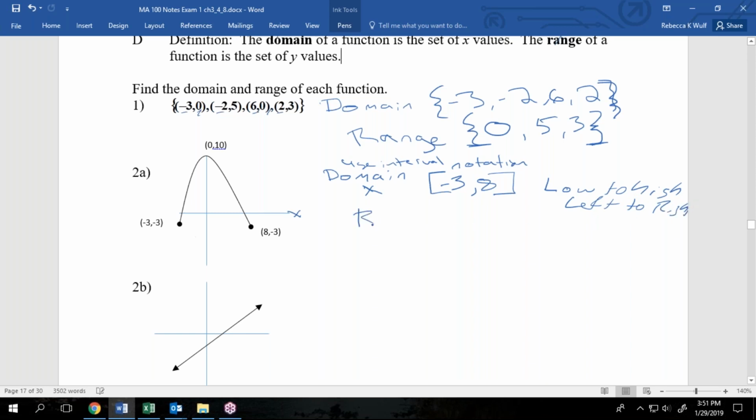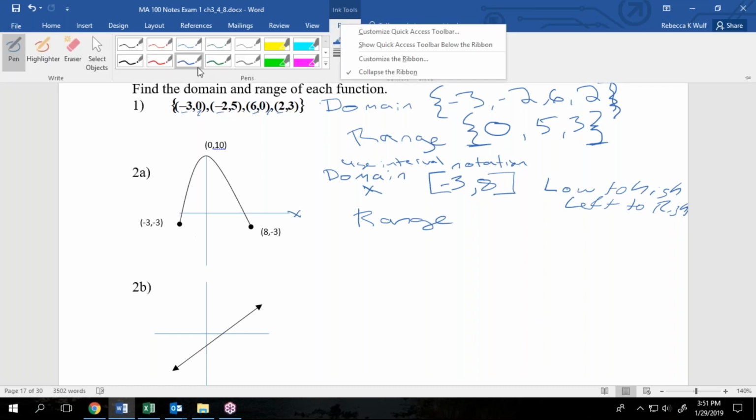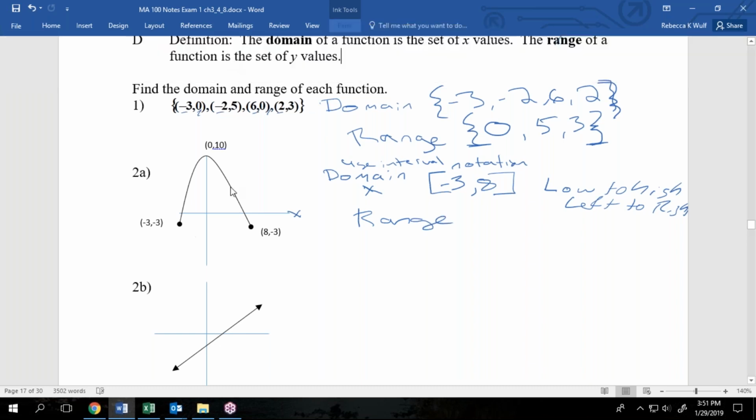Okay, so what about the range? Well, the range is going to be the range of y values. So the low to high for y is going to be up, down, low to high. Now it just so happens that my low y value, I can see on both points there, is -3. And the highest it goes is apparently 10.